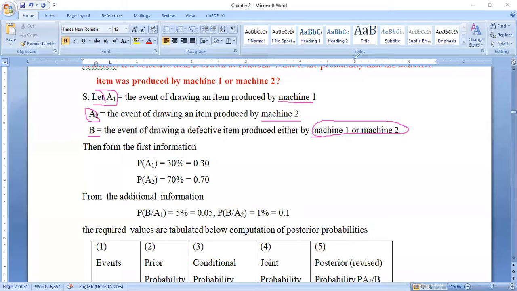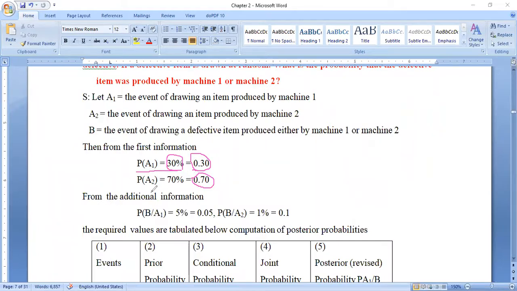Okay, then after completion of these three steps, what do we have to do? From the first information, we got clarity that P of A1 is equal to 30%. Simply removing the percentage symbol, I am writing 0.30. Again, P of A2 is 70%, and instead of the percentage symbol I am writing 0.70. Okay, I think till here it is clear.